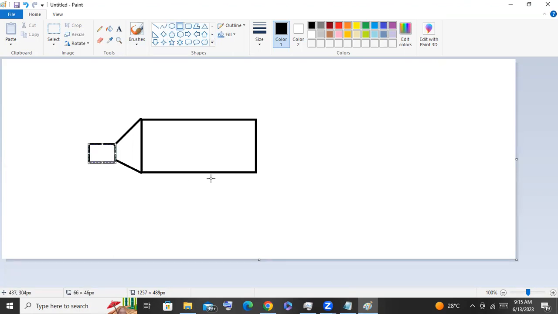This is how the bottle looks like, right? So what is a bottleneck? At the end of the bottle, this is the bottleneck, right? This particular part is known as bottleneck.